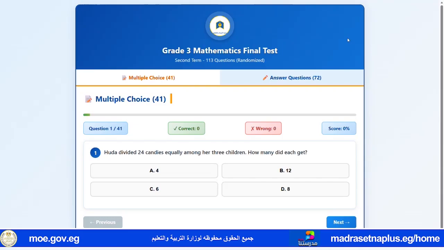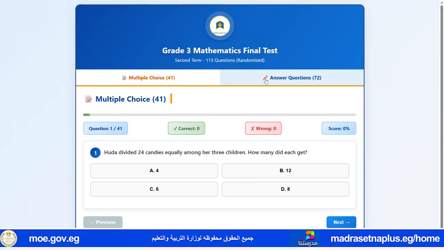Okay, let's start our first question. What does divided mean? Share. Put something equally. This means divide. In our class, we have some problems about adding, subtracting, multiplication, or even division. This one is about division. We need to divide 24 objects. The objects in our question are candles. So we need to divide 24 candles equally among 3 children.